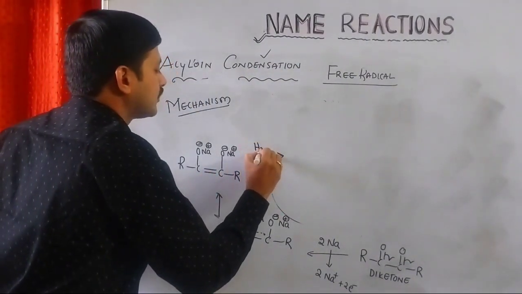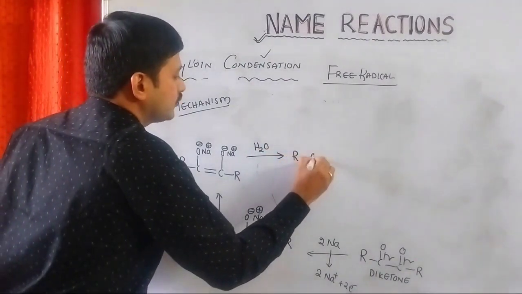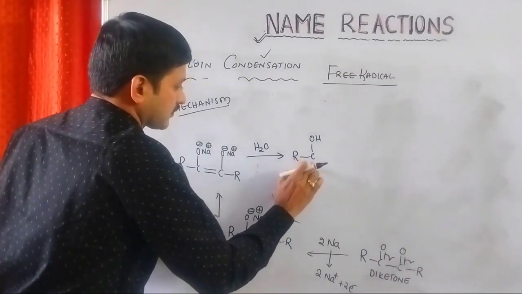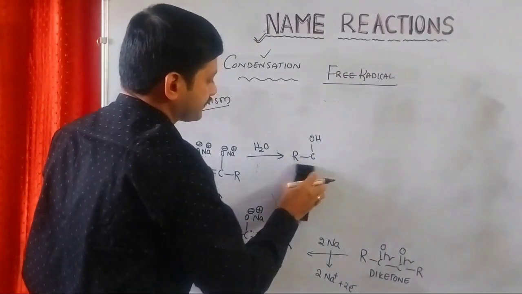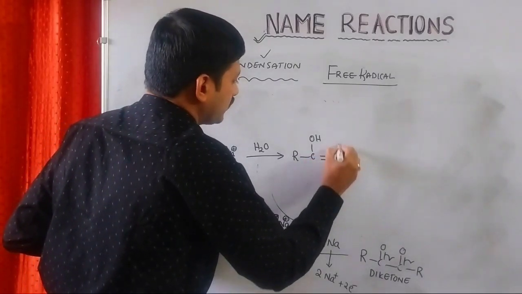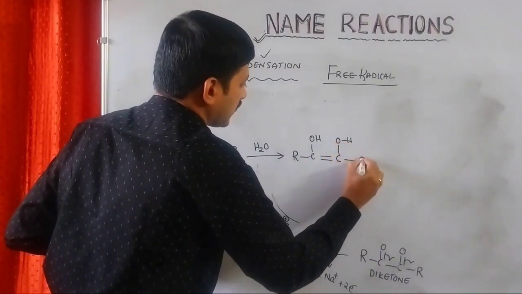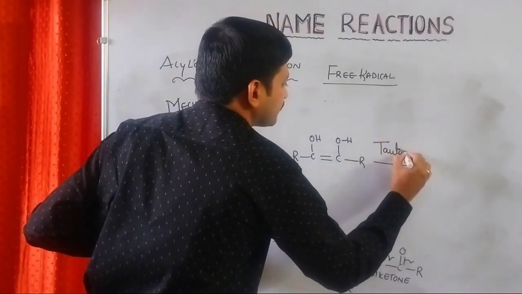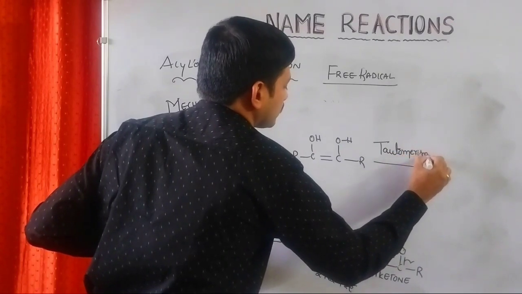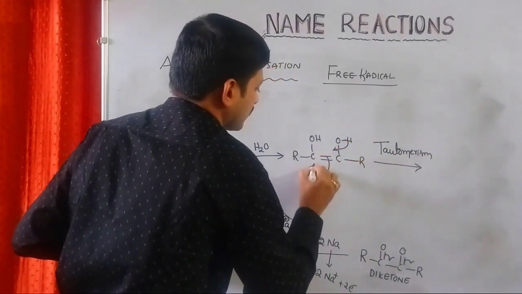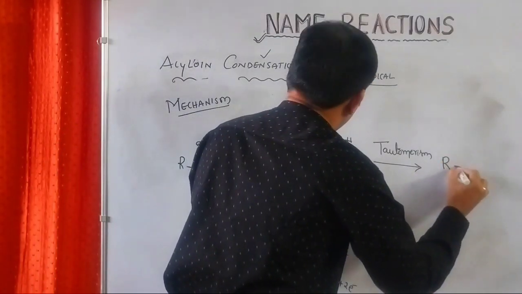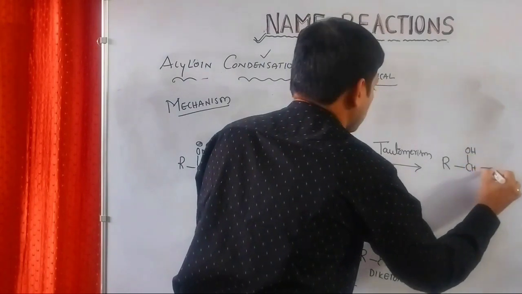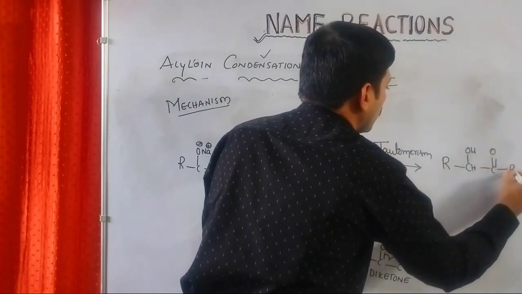This one is subjected to hydrolysis. It can produce RCOH, double bond COH. The formed product is subjected to tautomerism. It can produce the final product RCOH, CH, C double bond O, R.